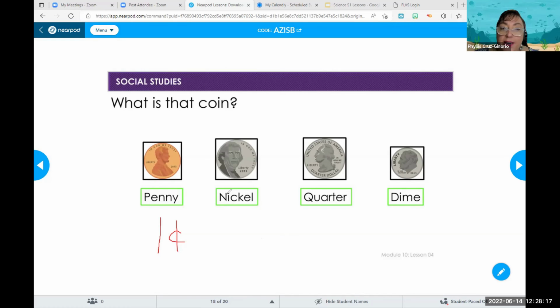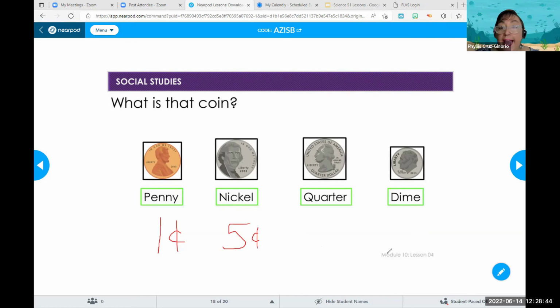Oh, look at that word, nickel. And he is worth 5 cents. He's a little bit bigger than the penny. He's a silver color, and he has smooth edges, just like the penny. Right around the edge. When you take your finger and go around the edge, he's smooth. And he's worth 5 little cents.